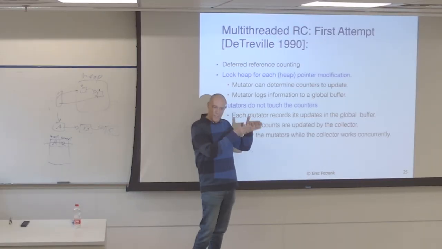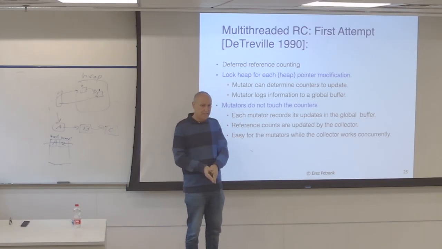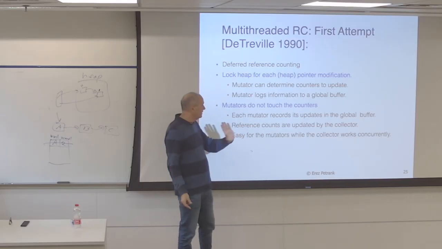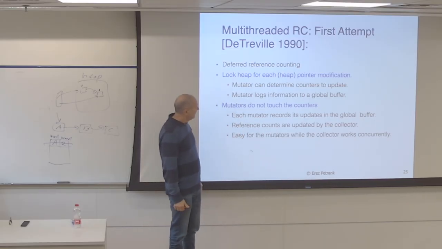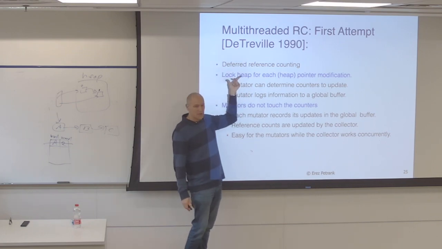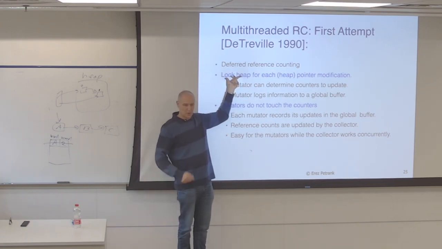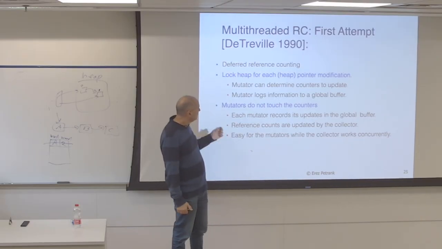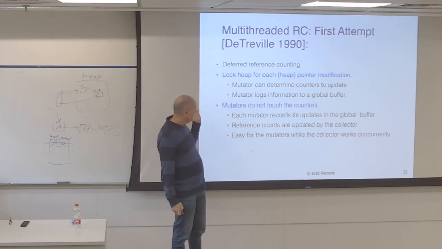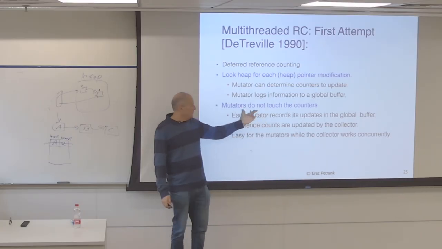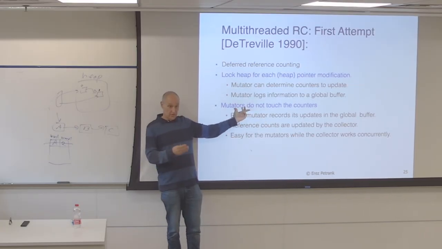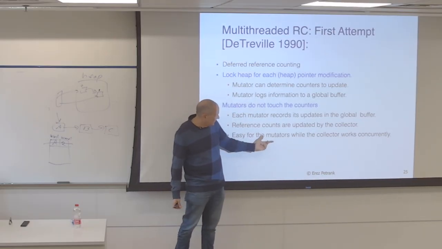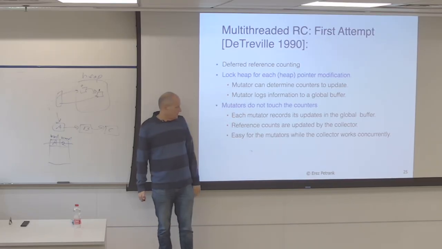You know exactly the pointer goes from B to A, from A to C. It's clear if you work alone. And instead of locking the heap, you could do a compare and swap to know what the old value is, but it's the same, it's a high cost. You don't want it. And mutators, as we said before, do not modify the counter. They just write what they want, how they want to modify them. And then the collector updates the reference count.